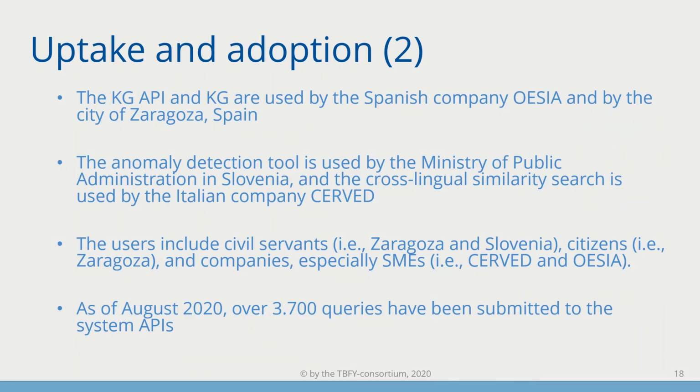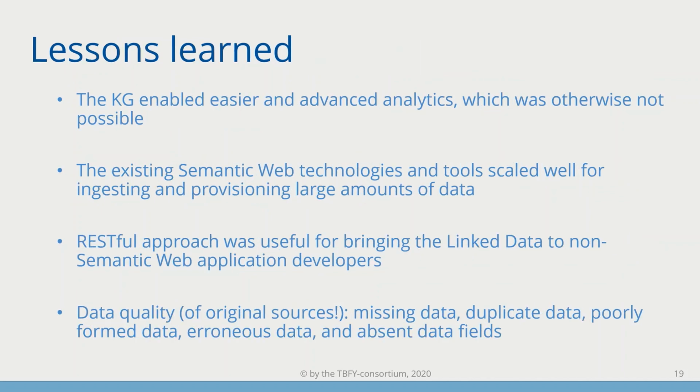The Knowledge Graph API and the Knowledge Graph are used by the Spanish company OESIA and by the city of Zaragoza, Spain. The anomaly detection tool is used by the Ministry of Public Administration in Slovenia, and the cross-lingual similarity search is used by the Italian company Servet. The users include civil servants, citizens, and companies, especially SMEs. As of August 2020, over 3,700 queries have been submitted to the system APIs.